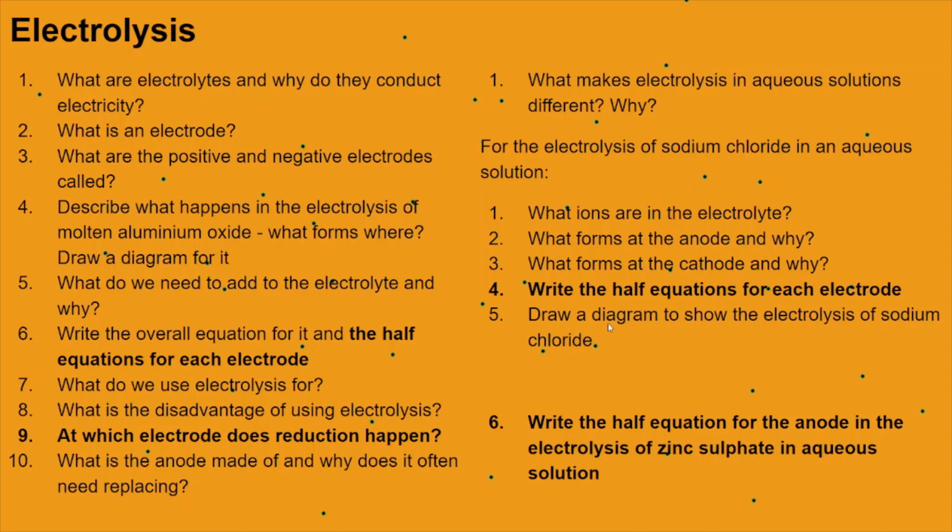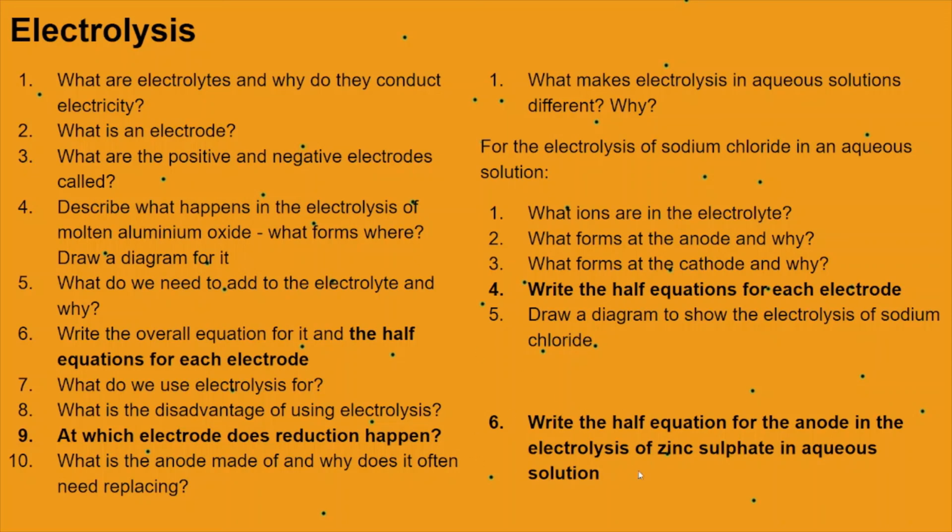So the diagram for the electrolysis of sodium chloride in an aqueous solution would look pretty much identical to aluminium oxide, apart from there would be no metal layer forming at the bottom. It's worth noting that if the metal does form at the cathode in electrolysis of an aqueous solution, so for example if we get copper at the cathode, then that copper is just going to form a layer over the cathode. It's not going to sink to the bottom like aluminium does in molten electrolysis.